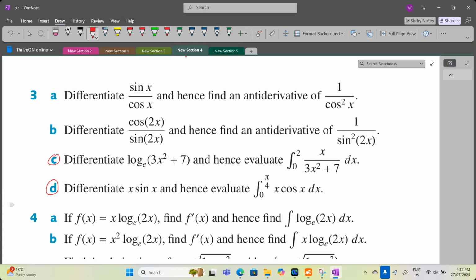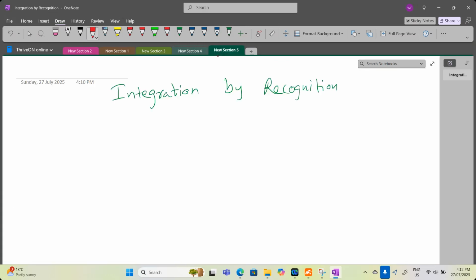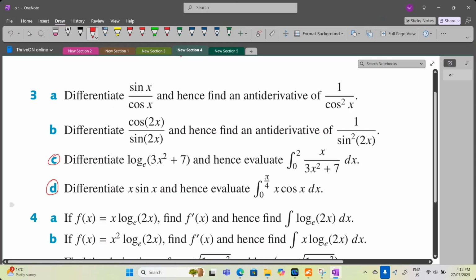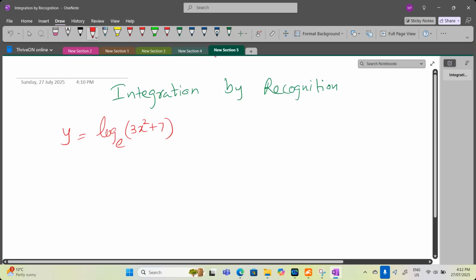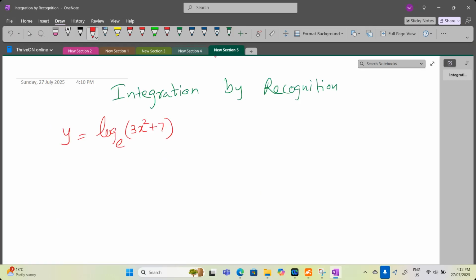Differentiate log e of 3x squared plus 7. So y is log e of 3x squared plus 7. The first part of this question is requesting you to differentiate this. Yes, I can differentiate this. dy over dx is log, so 1 over 3x squared plus 7, times by the internal derivative. That's the chain rule application, 6x.